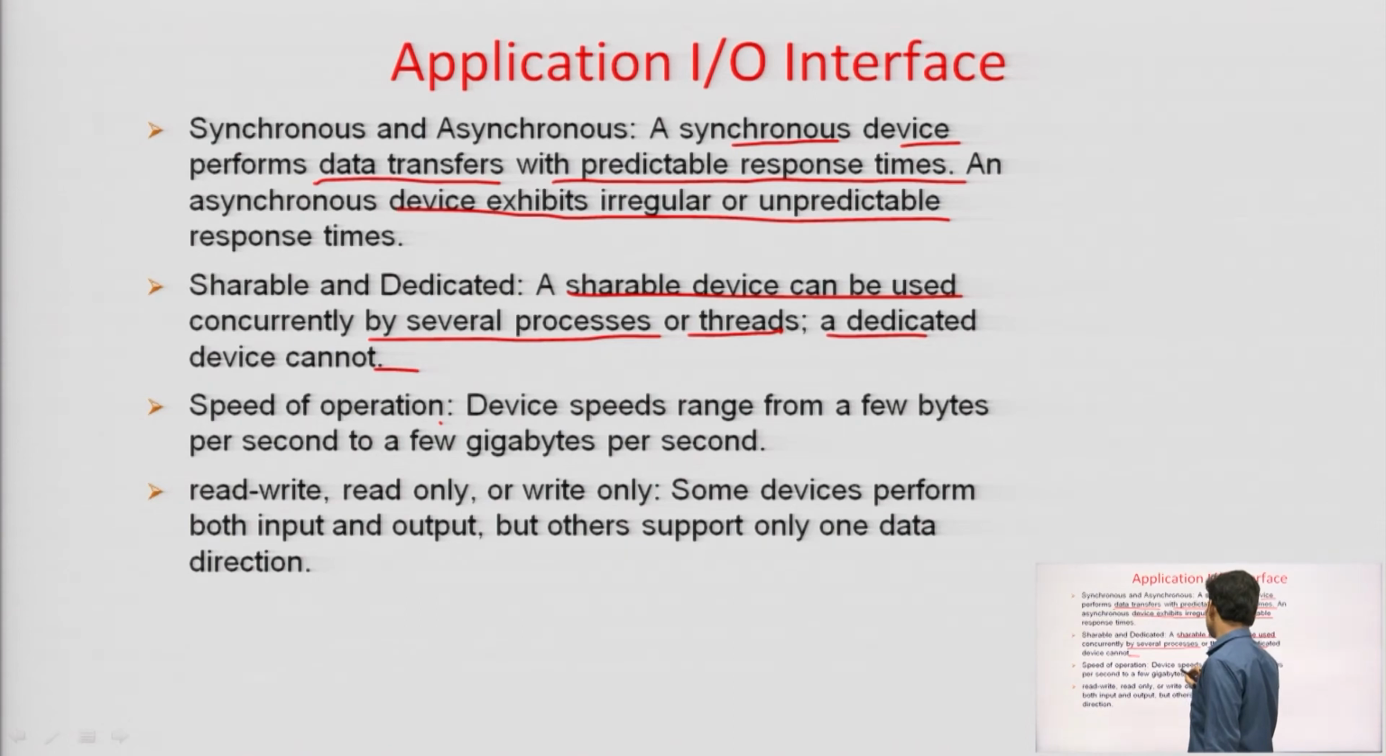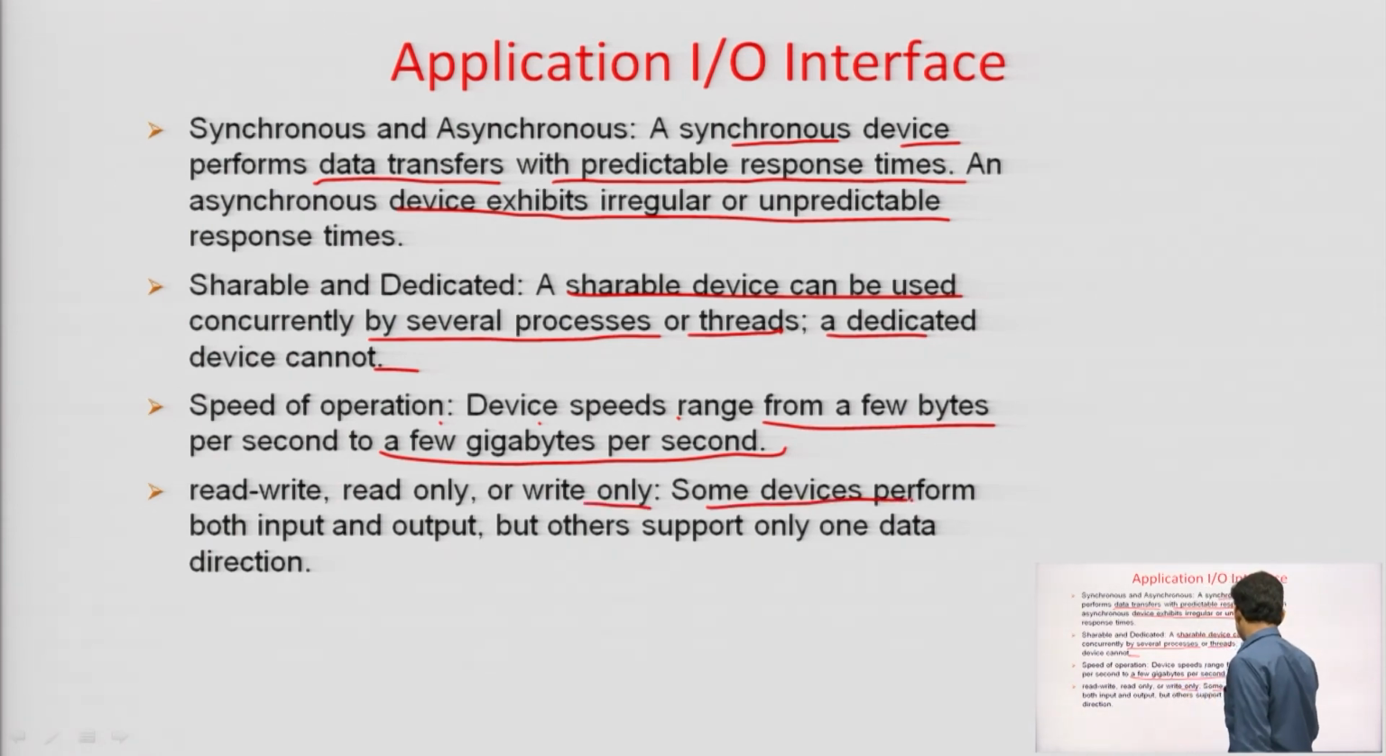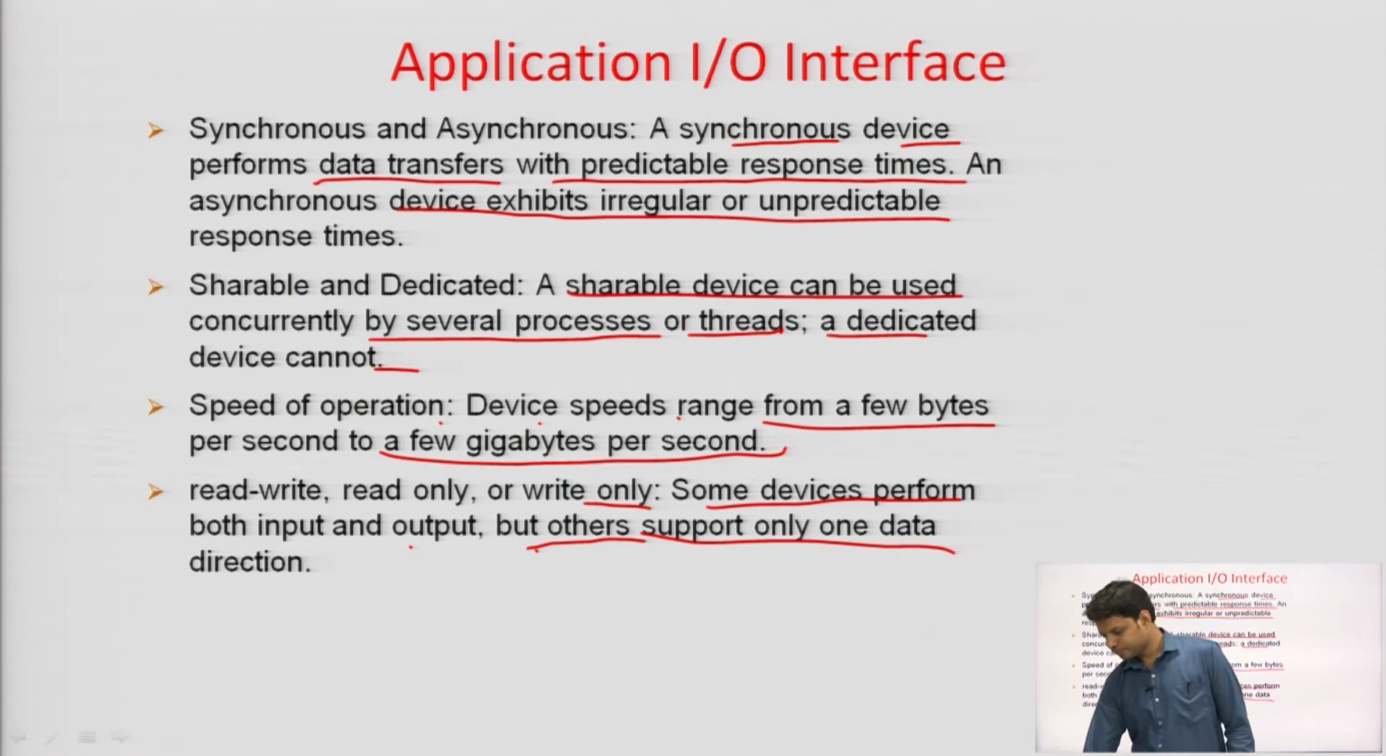Speed of operation: device speeds range from a few bytes per second to a few GB per second. Read write, read only or write only: some devices perform both input and output, but others support only one data direction.